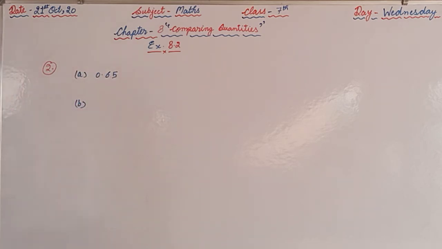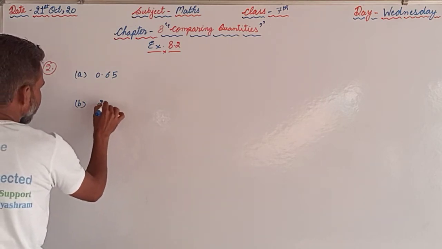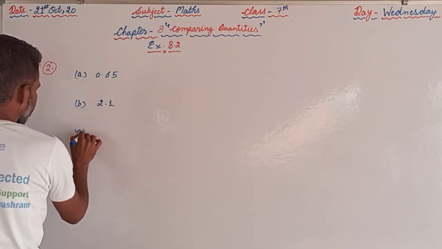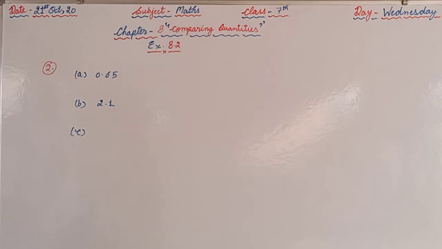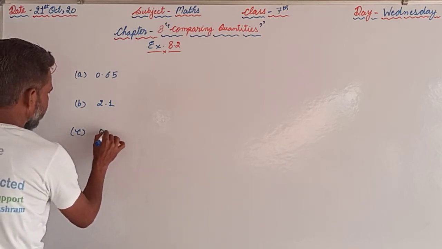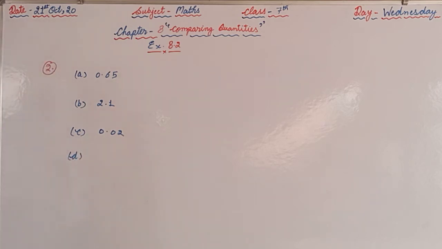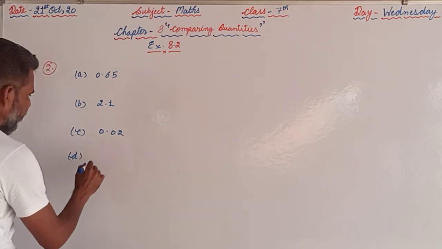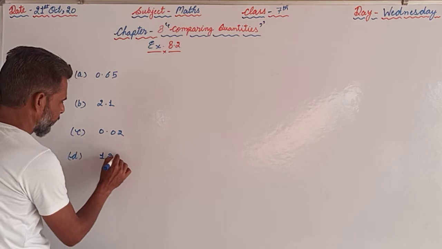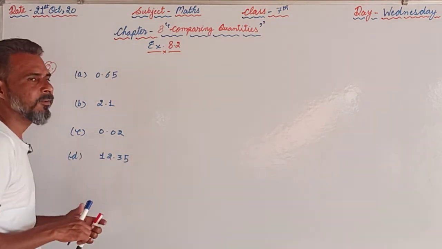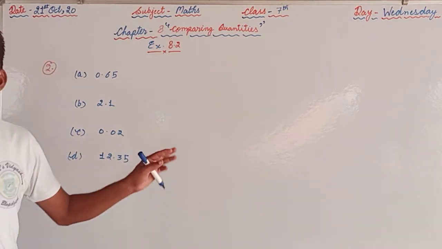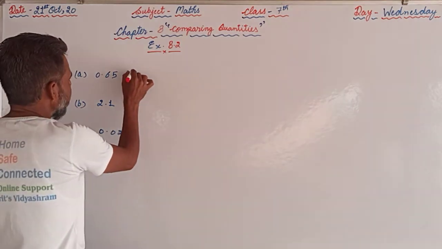B is 2.1, C is 0.02, and D is 12.35. Again if we are supposed to convert the decimal form into percent, then we are supposed to multiply by 100.